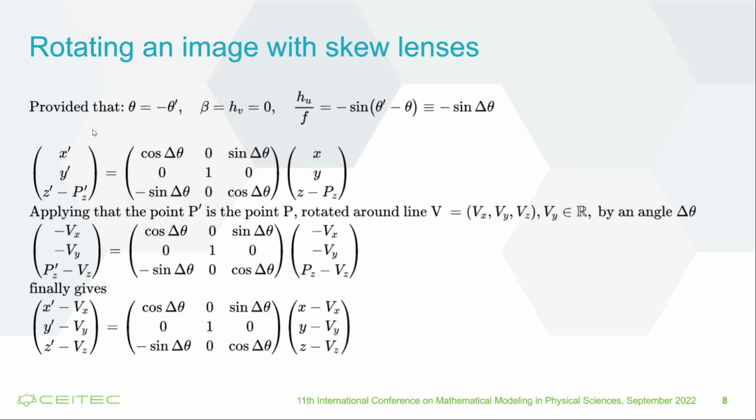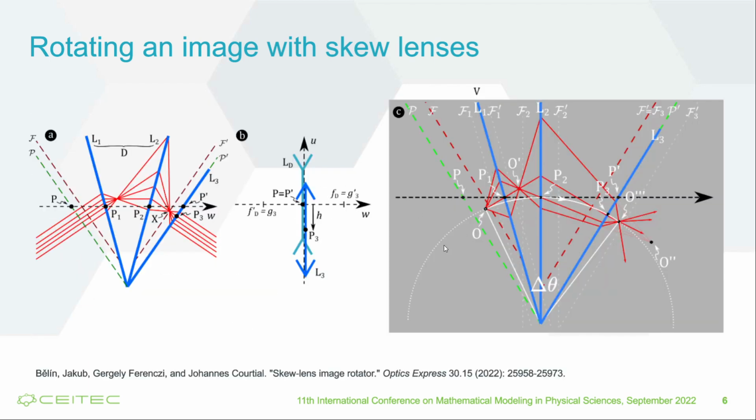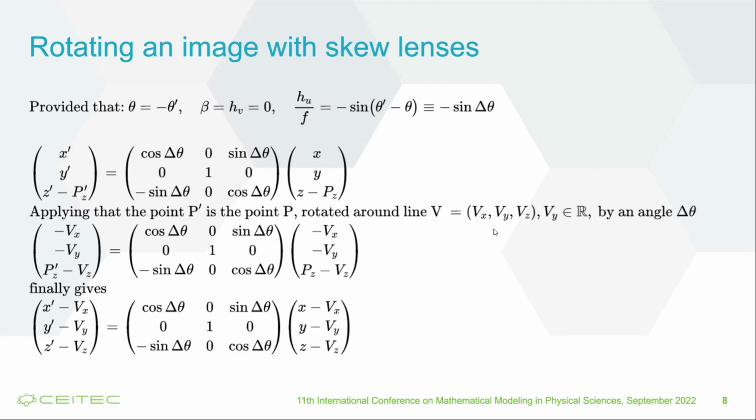Applying this, the equation will get this form. And applying that the point P prime is the point P rotated around line V by angle delta theta, as can be seen in this figure here. This finally gives this nice simple equation, which states that the mapping between object space and image space is a pure rotation around line V by angle delta theta. Therefore, we will call the three-lens system T a skew-lens image rotator.